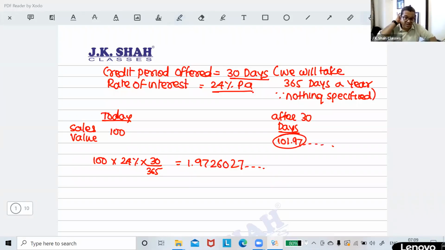Correct, friends? So today's 100 becomes 101.97 after 30 days, right? That means this is the interest component you are charging them. So what will you have to do? You will have to give them sufficient discount so that it becomes equivalent. So how will we calculate? One minute.